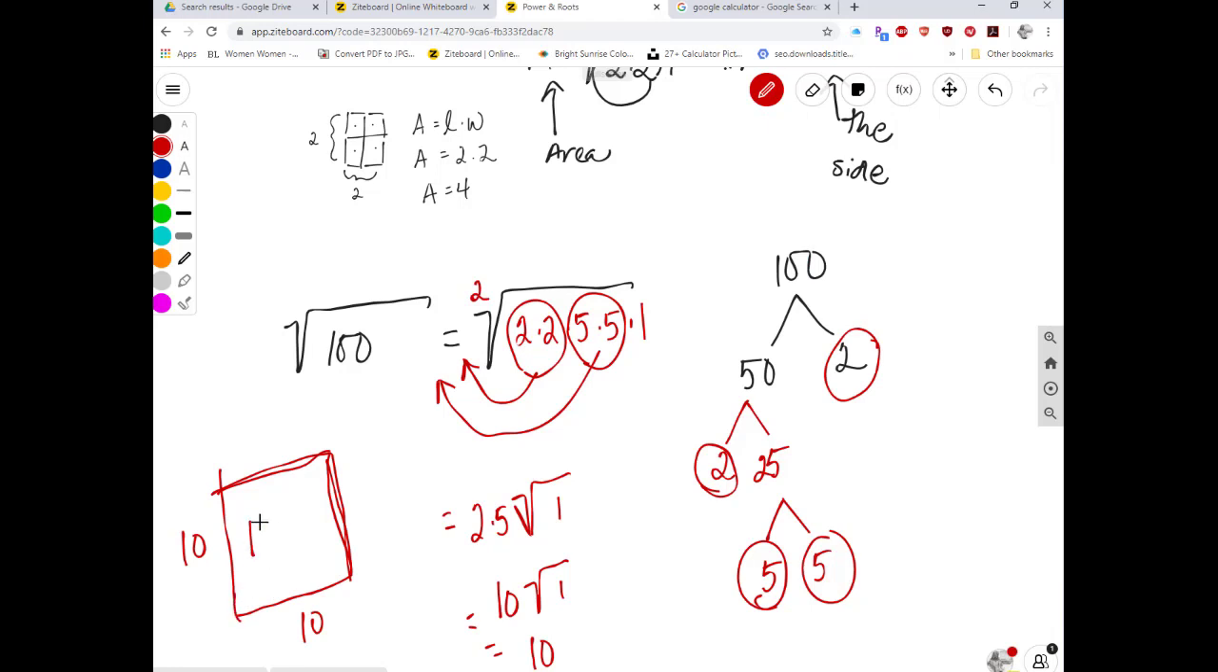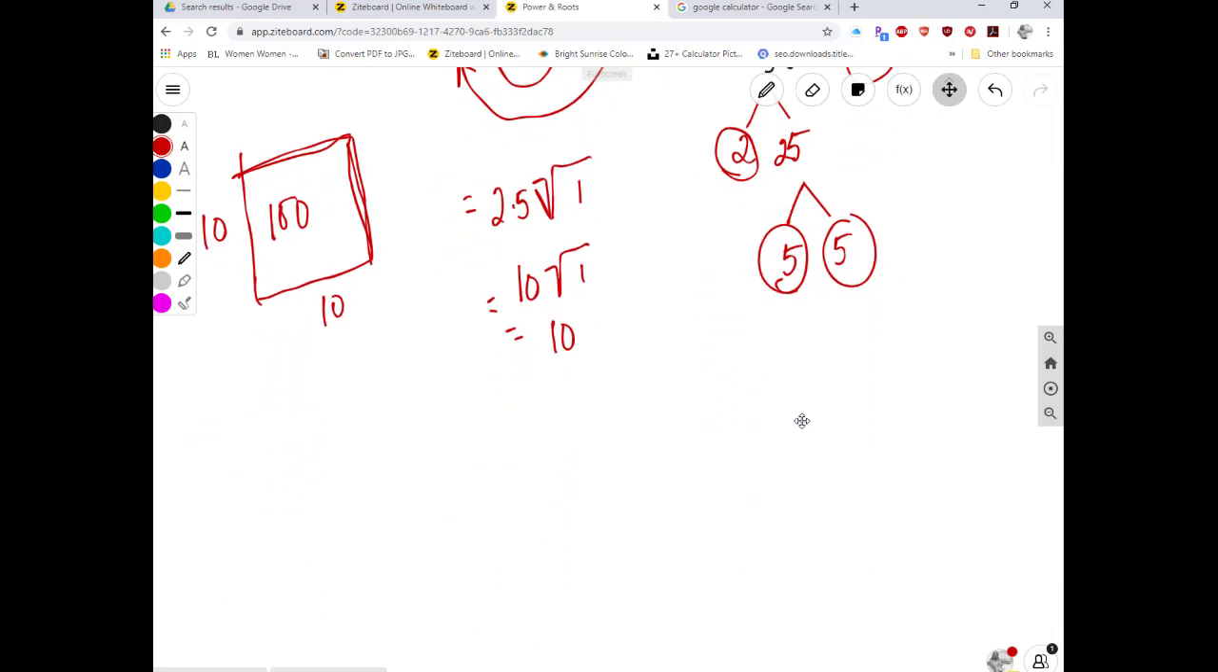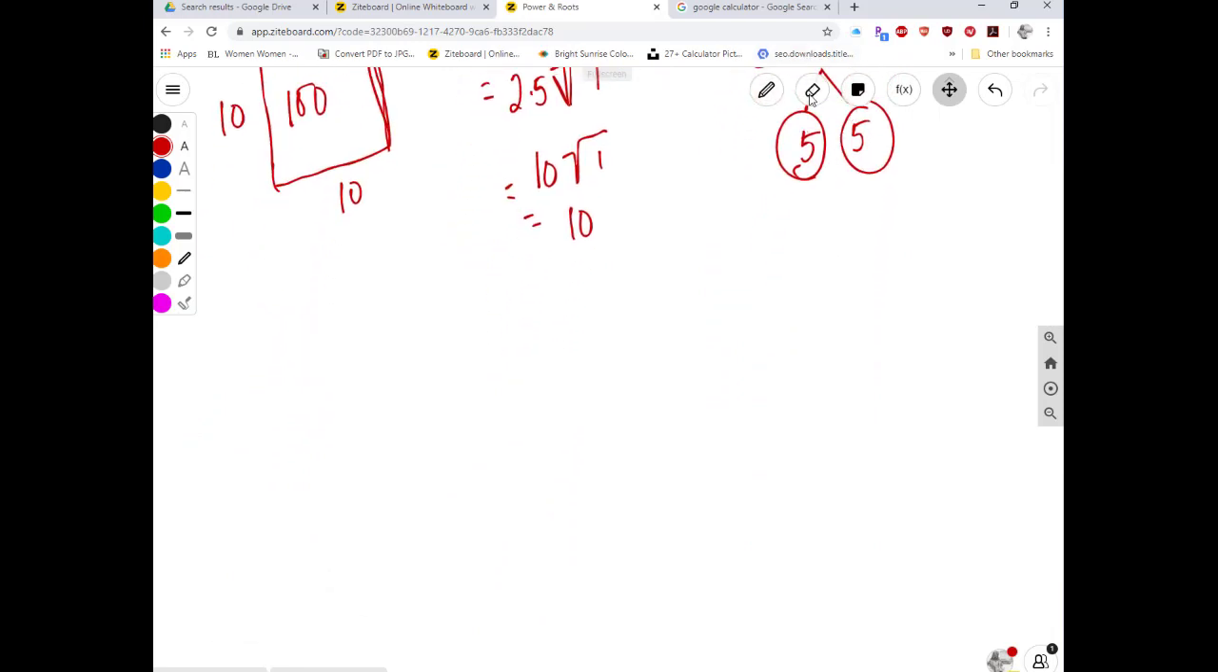There are 100 squares inside, the length is 10, and the width is 10 here, okay? So these distances here are equal. I get a perfect square with 100 units inside. Let's look at a situation where it's not obvious. Let's look at a situation where I get 75, okay?